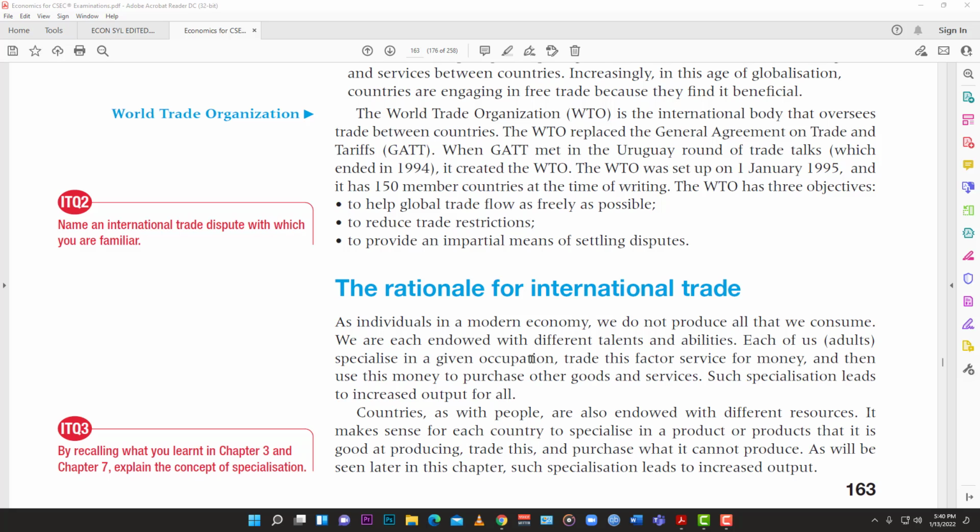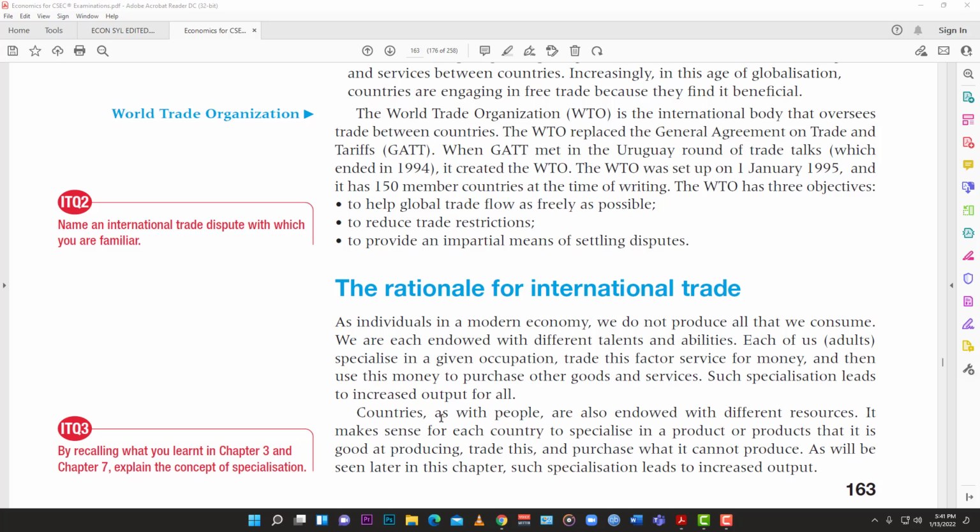So as individuals in a modern economy, we do not produce all that we consume. We are each endowed with different talents and abilities. Each of us adults specialize in a given occupation, trade this factor service for money, and then use this money to purchase goods and services. Such specialization leads to increased output for all.